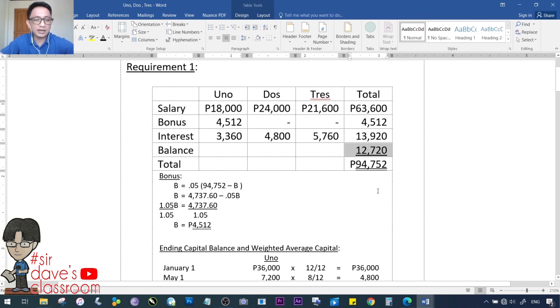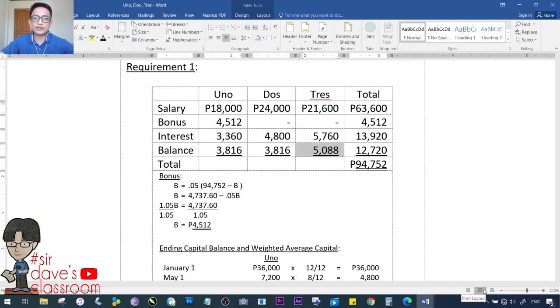3:3:4. Ilan ang 3:3:4 ng 12,720? Ilan ba yon? 3 plus 3 is 6 plus 4, 10. So, 3/10, 3/10, 4/10 respectively for 1, 2, 3. So, ilan tayo dito? This must be 3,816. Of course, parehas si Dos, 3/10 din siya. And si Tres, 4 out of 10 must be 5,088. Alright? Are you following, class?